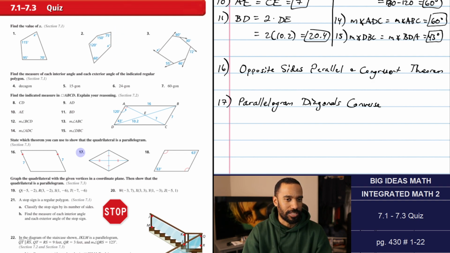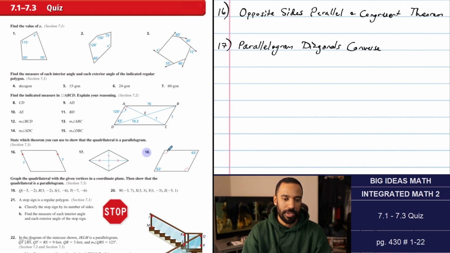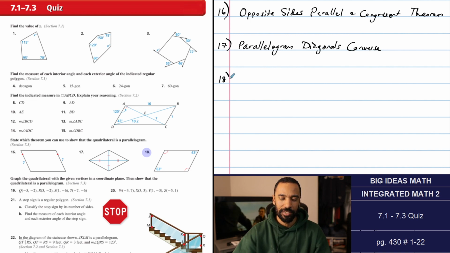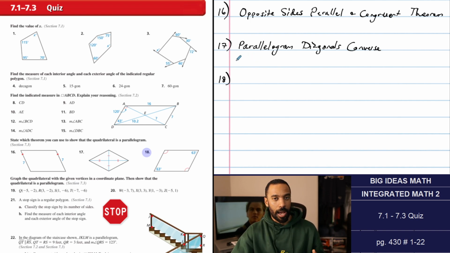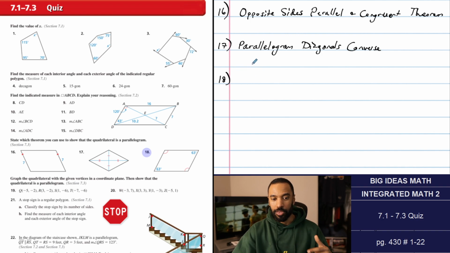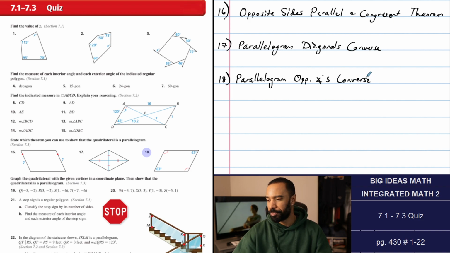Let's look at number 18. Now, number 18 has both sets of opposite angles congruent. We see the marking for these two to be congruent. We see these are both 63. Same measure means congruent. So number 18, this is also one of the parallelogram properties: the opposite angles are congruent, both pairs of them. If both pairs of opposite angles are congruent, then it's a parallelogram. That's also a converse. This is a parallelogram. Opposite angles converse. So that's a little bit of 7.3 for you.